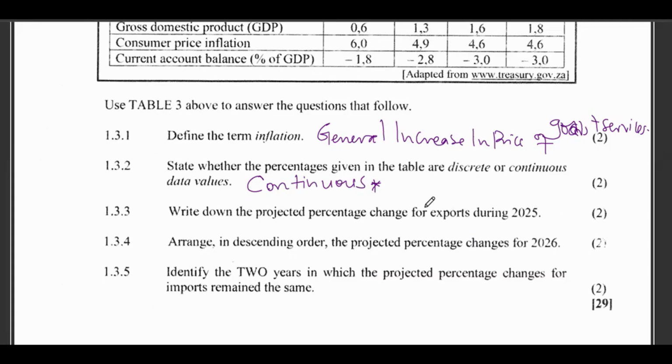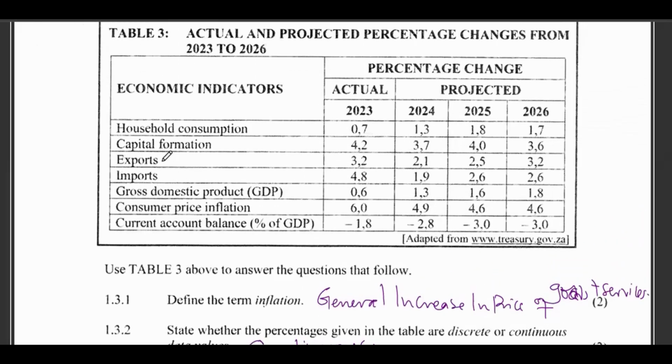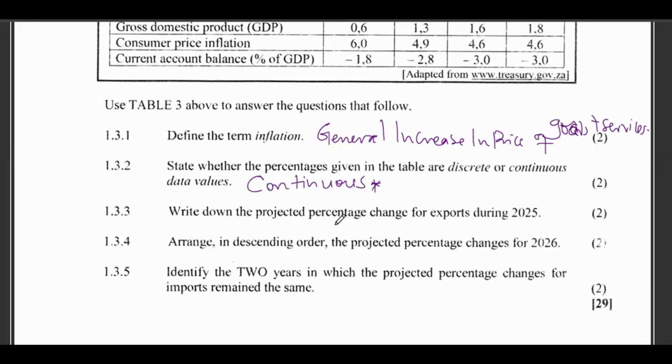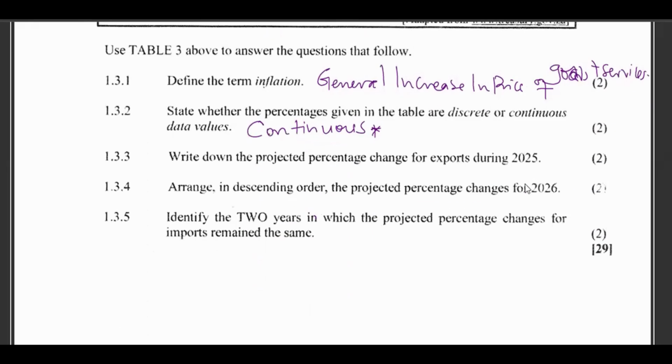Write down the projected percentage change for exports during 2025. We are looking at the percentage change for exports during 2025. It's 2.5 as the answer.